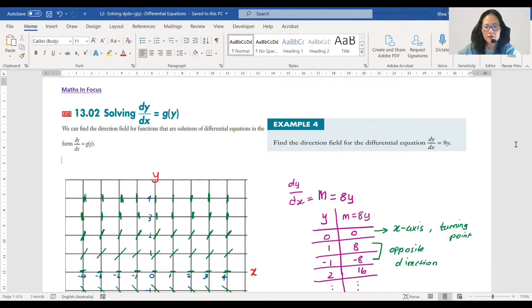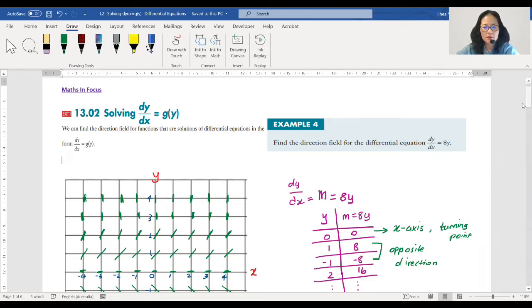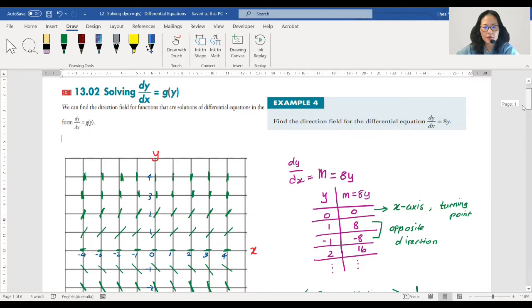And example 4, it says find the direction field for the differential equation dy/dx equals 8y, not 8x, 8y. So different things will happen with the direction field because it's now in terms of y, not x. So that will be a little bit different. So let's see what happens with that.